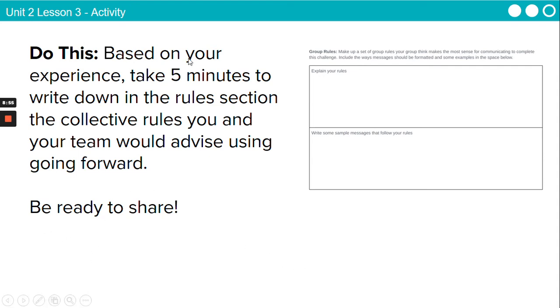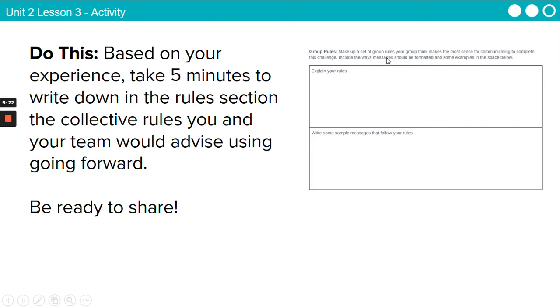It says, based on your experience, take 5 minutes to write down the rules section. Write down in the rules section the collective rules you and your team would advise using going forward. And here it says, be prepared to share. So you're writing your rules, you're explaining the rules you had using the simulator. Okay?